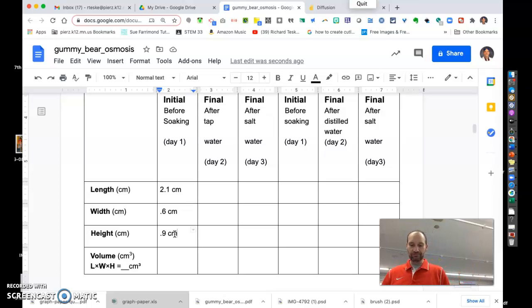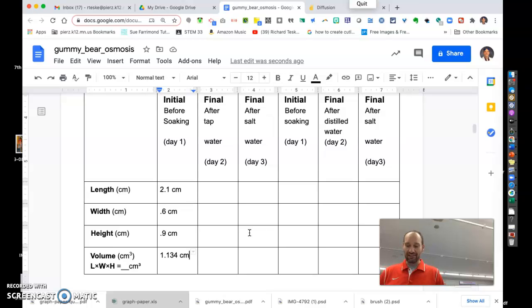So there it is. Now, the volume is length times width times height, and let me find my phone, there it is, let's figure out what that would be. There we go. 2.1 times 0.6 times 0.9 gives us 1.134 centimeters. And that is going to be the volume of that one. So let's do the other one.